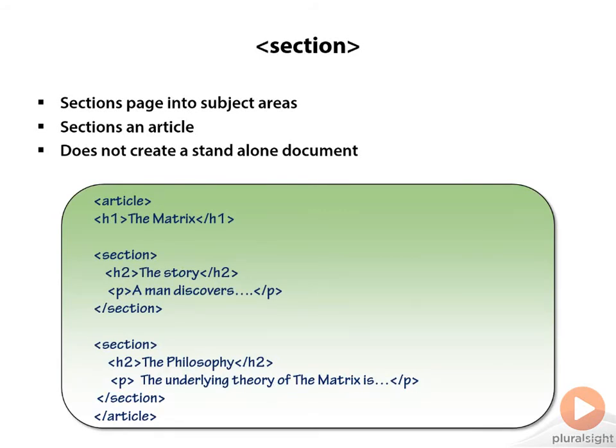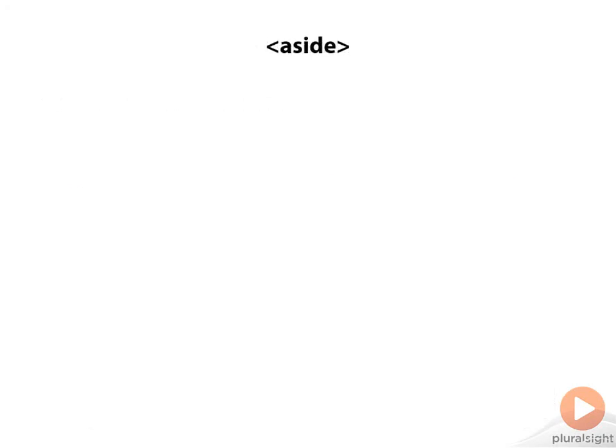In addition to articles with sections, you might have sidebars or pull quotes or navigation areas, and these are marked with the new aside tag. The aside tag is essentially a way of saying this is related to but not part of the main flow.